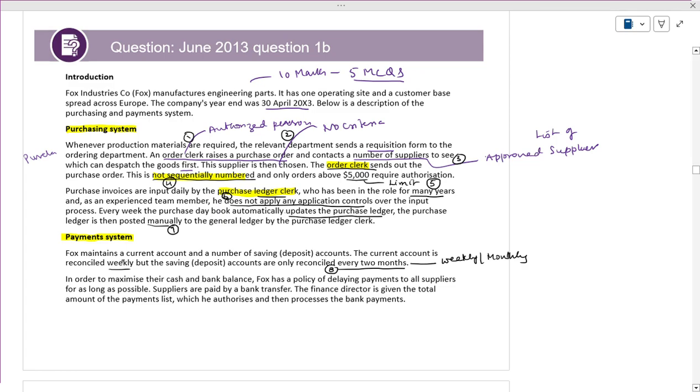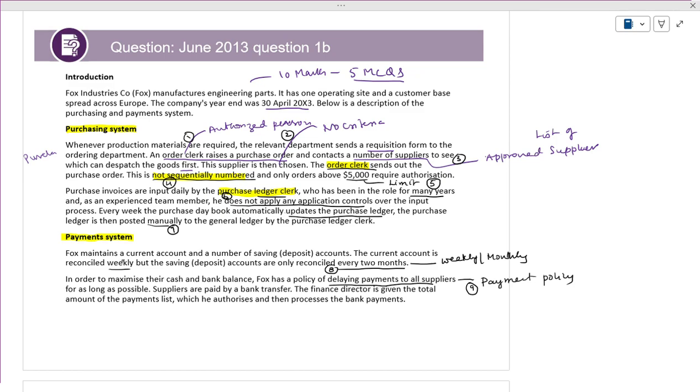In order to maximize cash and bank, Fox has a policy of delaying payments. Why do you have to delay payments? There should be a payment policy. This is point number 9. It is an examination question. Keep it in mind. Focus. Examination question. Is it right?